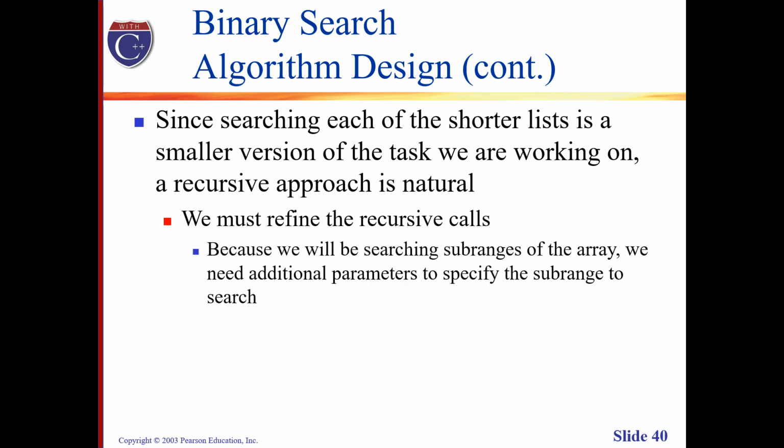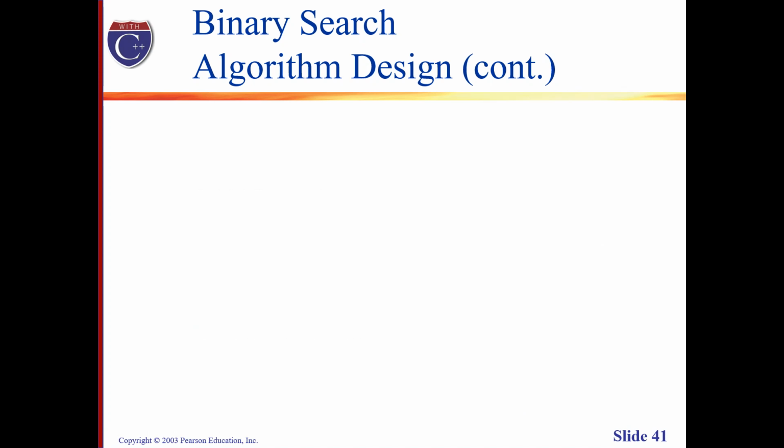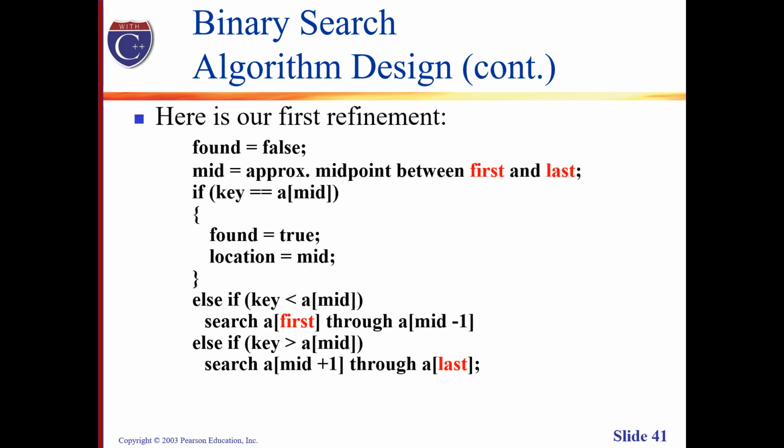Because we'll be searching subranges of the array, we need additional parameters to specify the subrange to search. Thus, we will add parameters first and last to indicate the first and last indices of the subrange that we are going to search, thus giving us this first refinement.